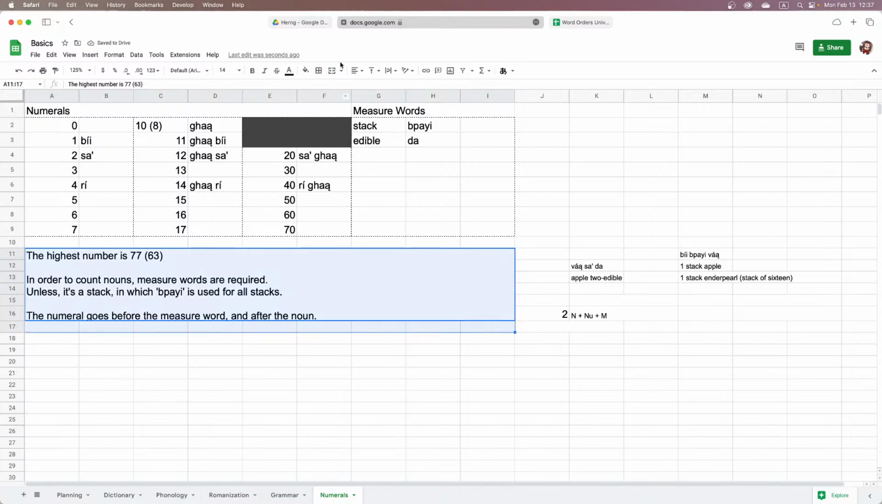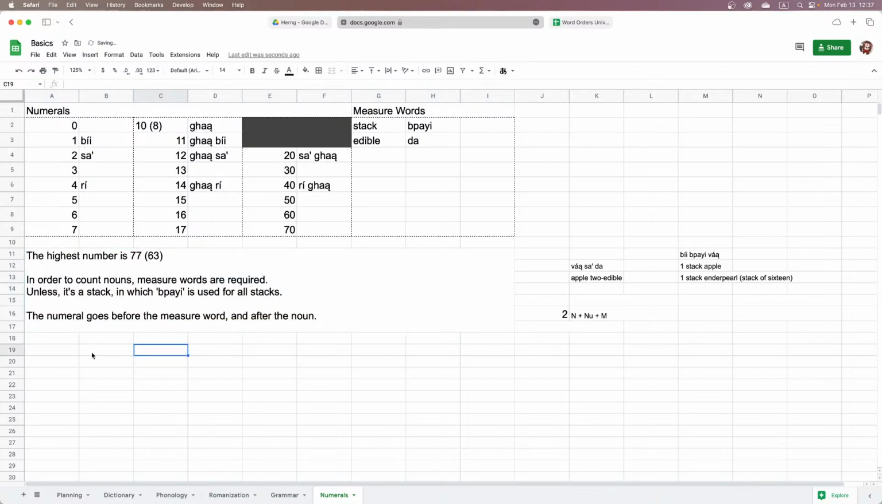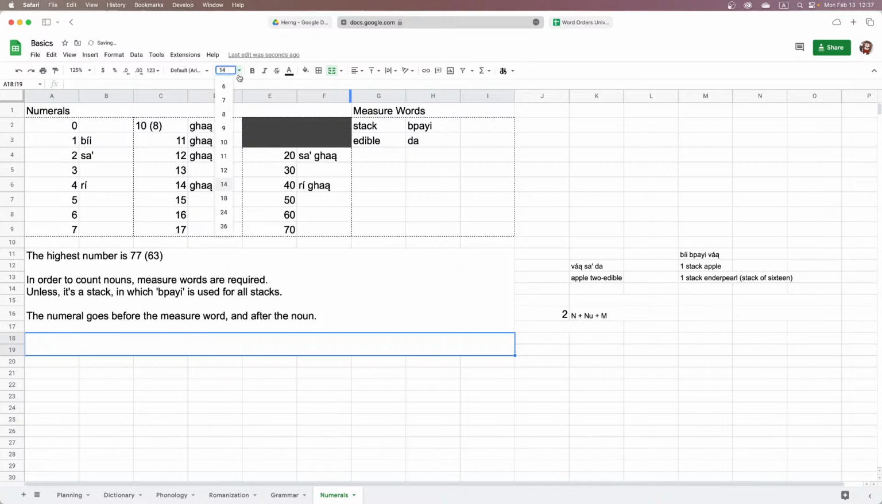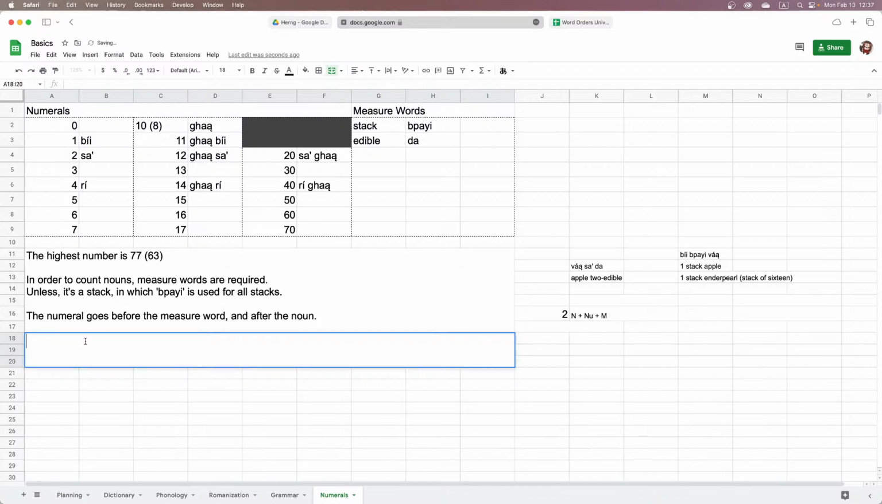Let me give one more space there. And then an example, an example of this would be va sa da, which would equal apple.